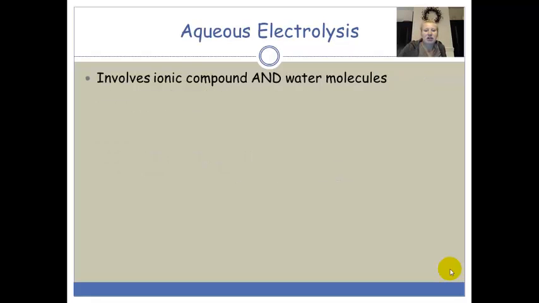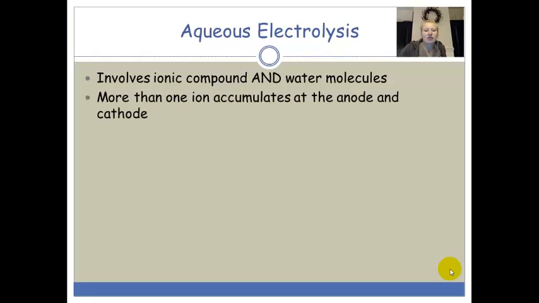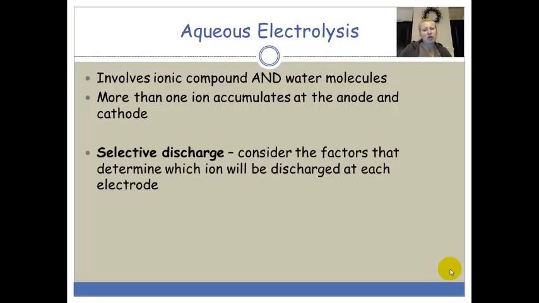Another type of electrolysis involves ionic compounds that are dissolved in water. And in this case, because you have an ionic compound and you have water, more than one ion will accumulate at the anode and the cathode. And so you need to decide which one is going to be discharged. So this is called the selective discharge, where you consider the factors that determine which ion will be discharged at each electrode.